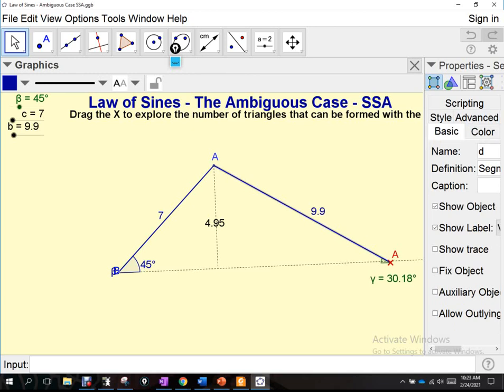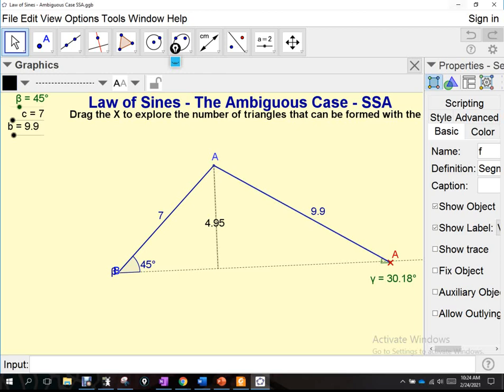If this 9.9, I believe this is the way it would work, is that if that 9.9 were between these two numbers, you should be able to get two triangles. If it's greater than this number, you're only going to get one triangle. If it's less than this number, you're going to get no triangles. And that's what I was saying earlier, that there are preliminary techniques to determine how many solutions you're going to have before you do anything.